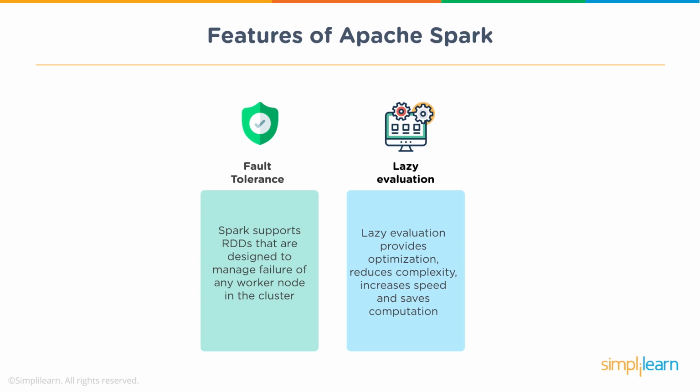One of the greatest features of Apache Spark is lazy evaluation. Lazy evaluation provides optimization, reduces complexity, increases speed, and saves computation. What we mean is any kind of computation or processing you would want to do would be done lazily, only when you are interested in the result. We'll learn about that more when we talk about RDDs.